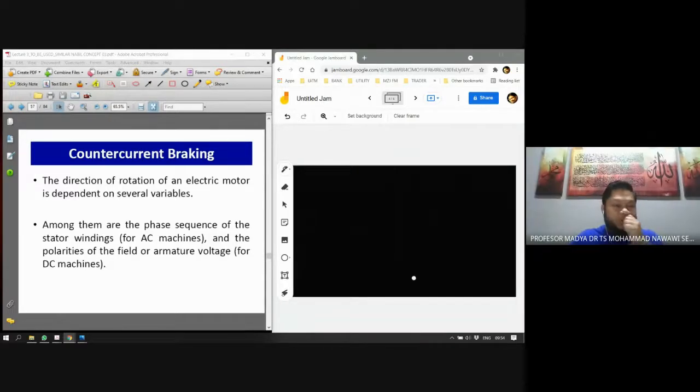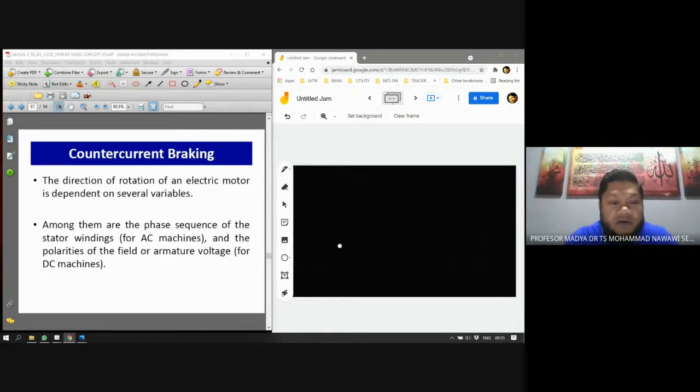All right, we continue with counter current braking. Remember, we have three types of braking. The first one is regenerative braking. The second one is dynamic braking, and finally you have this counter current braking.